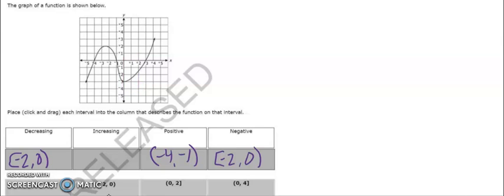Alright? Now let's look at this one. This last one is 0 to 4. Well, that one looks like increasing. So you've got to be able to look at a graph. If we're just looking at the portion down here, that's a negative. If we're just looking at this portion up here, that's positive. But if we are looking where the graph is moving up or where the graph is moving down, that's increase and decrease. So I'm hoping that cleared up the properties for you.